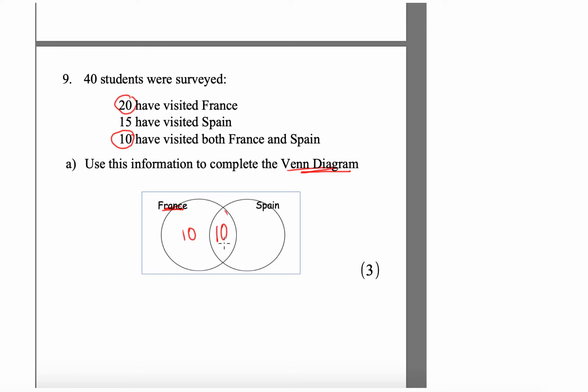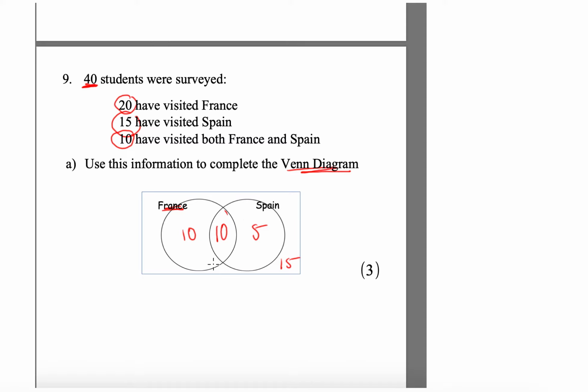And again, using that same logic, 15 have visited Spain, so 10 of them are already there, so 5 of them are here. Now we need to remember as well that there was 40 students surveyed, and some of them didn't visit either country, so 10 plus 10 is 20, plus 5 is 25, so 15 must have not visited either. Okay, so nice little Venn diagram question there.